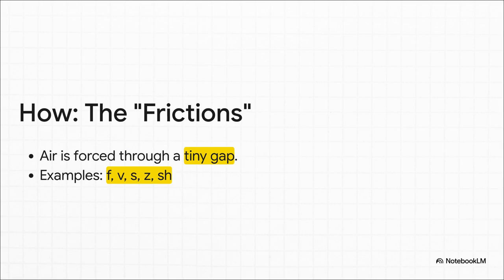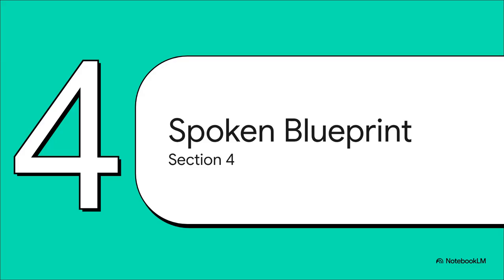Now, the second how is all about friction. Instead of a complete stop, you make a really, really narrow channel and you force the air through it. That turbulence is what creates the sound. Think about that hiss in the sound S or the buzz in Z. That isn't a stop at all. It's a slow, controlled, noisy leak. So let's put all the pieces together. We've got the switch, we've got the shapes, and we've got the blocks. We now have all the components we need to read your spoken blueprint.